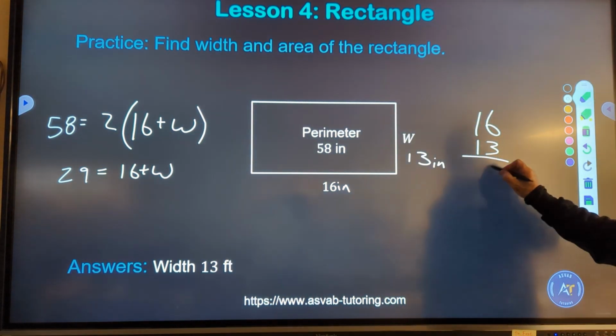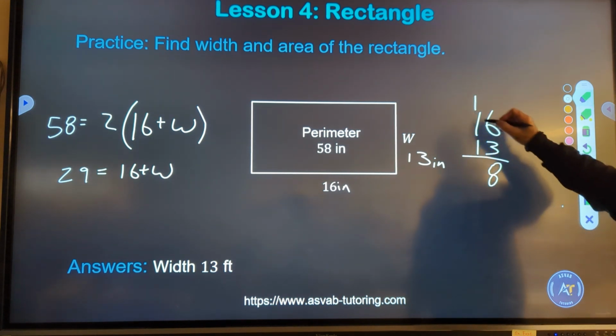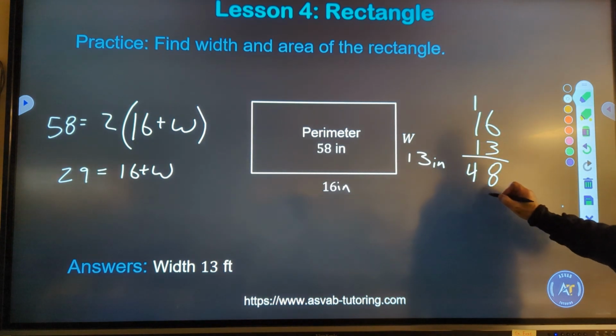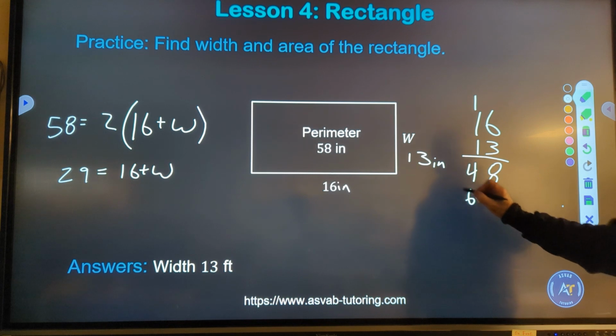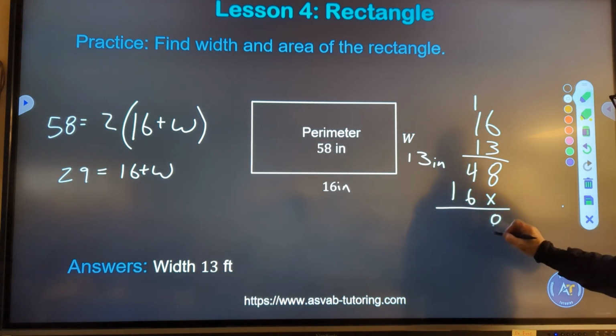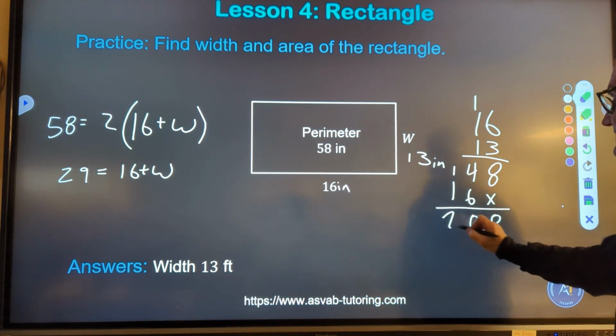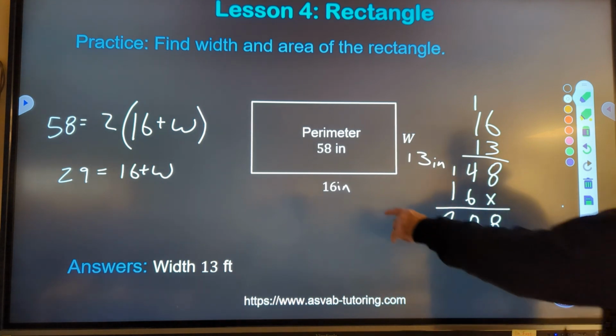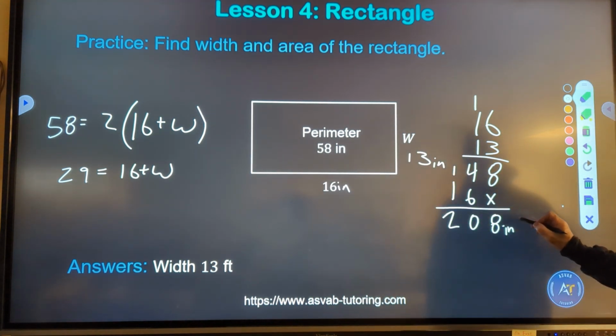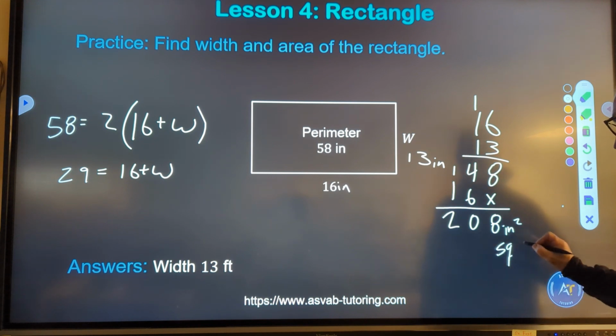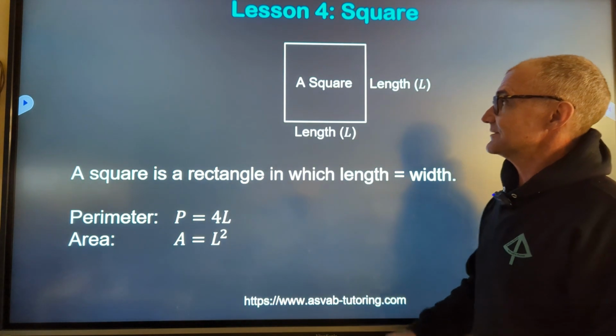3 times 6 is 18. Carry the 1. 3 plus 1 is 4. Placeholder, 6 and a 1. I add that up, 8, 10, carry the 1 to get 208. Again, this is going to be square inches. You could write it that way, inches with a little square on it, or you could write it as square inches that way.